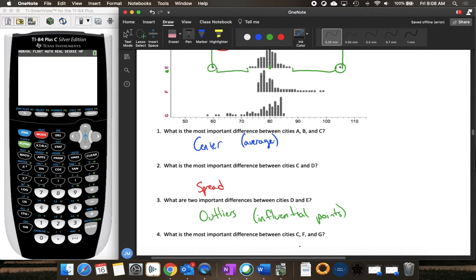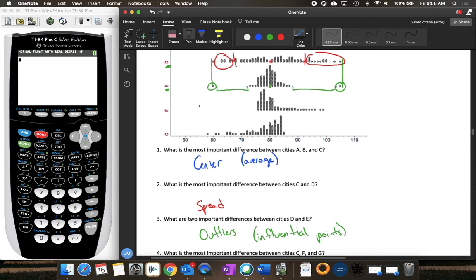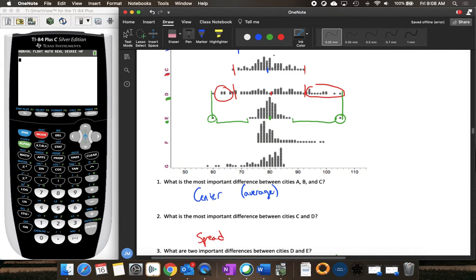All right, finally, number 4. What is the important difference between C, F, and G? Okay, well, here's C. So you're looking at this data right here. You've got F, which is this data right here, and G, which is this data right here.